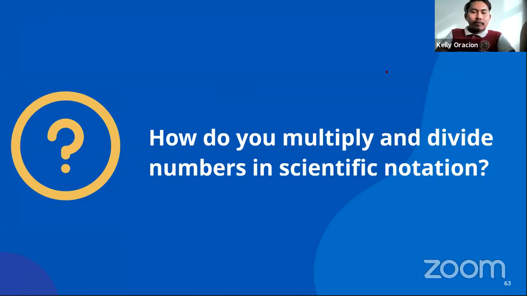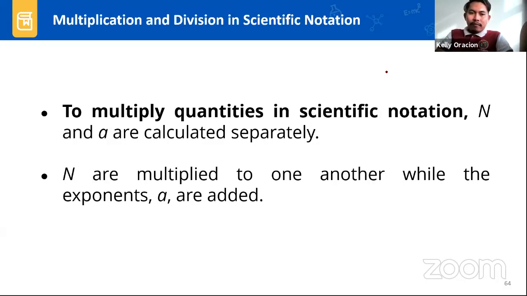Ito naman yung tanong. Paano mag-multiply and divide numbers in scientific notation? Class, division and multiplication of scientific notation is very easy. Here, to multiply quantities in scientific notation, N and A are calculated separately. So we have here, N are multiplied to one another while exponents are added. So pag multiplication, i-multiply ang numbers, the exponent i-add.